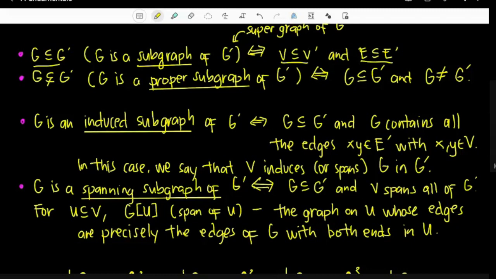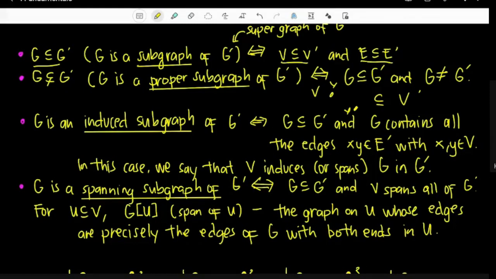Yun ang ibig sabihin. So, halimbawa, meron kang xy na nasa G. Pero siyempre, subgraph kasi siya ni G prime, di ba? So, pag ang x at y ay edge ni G prime, dapat edge din siya ni G. Okay? So, kukuha ka ng dalawang vertex ni G, titingnan mo kung yung vertices na yon ay nagpo-form ng edge ni G prime. Pag nagpo-form siya ng edge ni G prime, dapat edge din siya sa G.